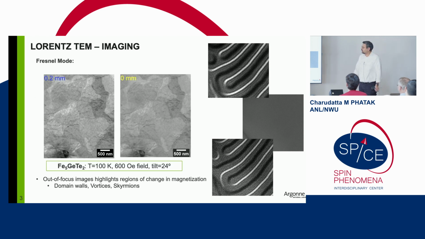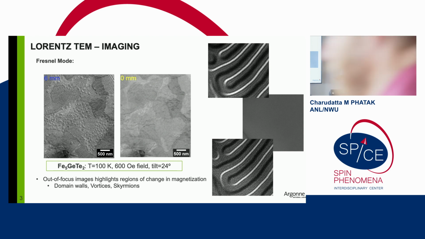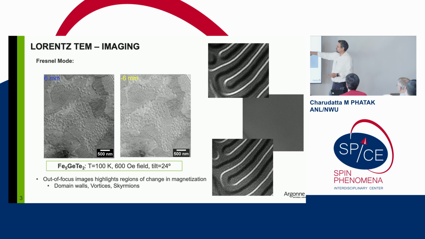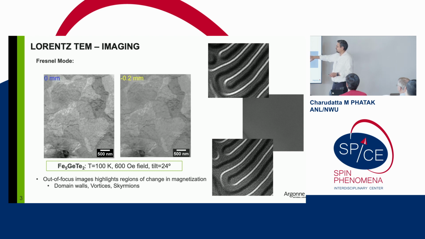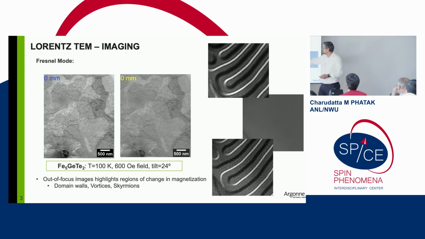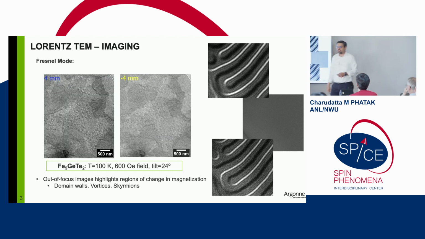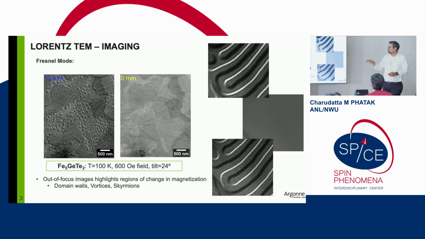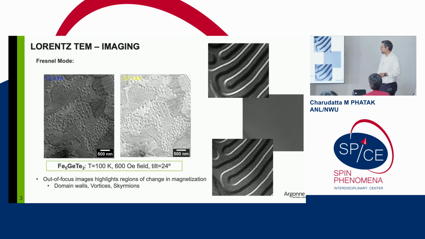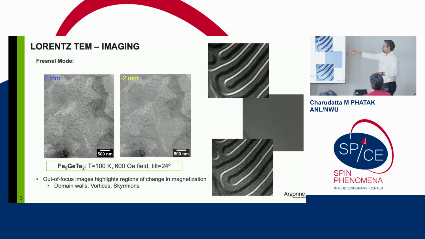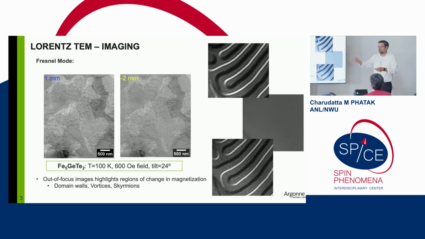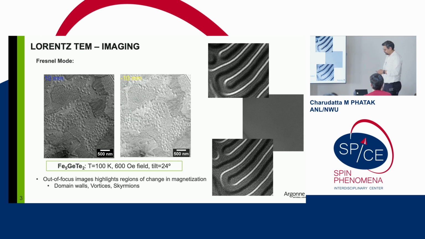This is one example which shows a series of images as we change the focus. In the in-focus condition, you will see some contrast from a polycrystalline grain. As we start going out of focus, we see the appearance of skyrmions in this particular material, which is iron germanium telluride. Then we can correlate where these skyrmions are formed with respect to where the grain boundaries are, whether they are confined, whether they cross the grain boundaries, and so on and so forth.